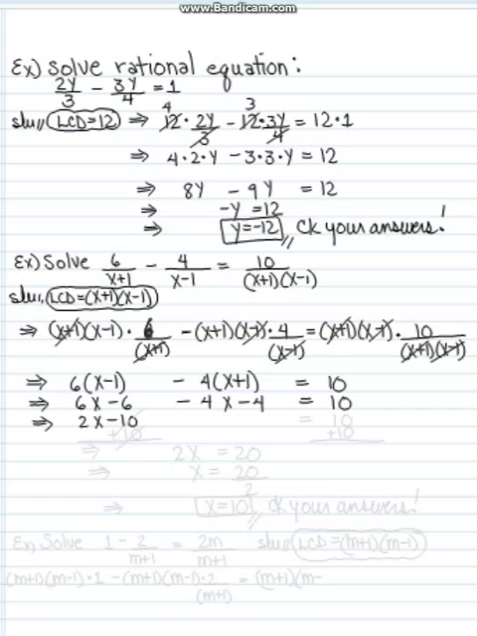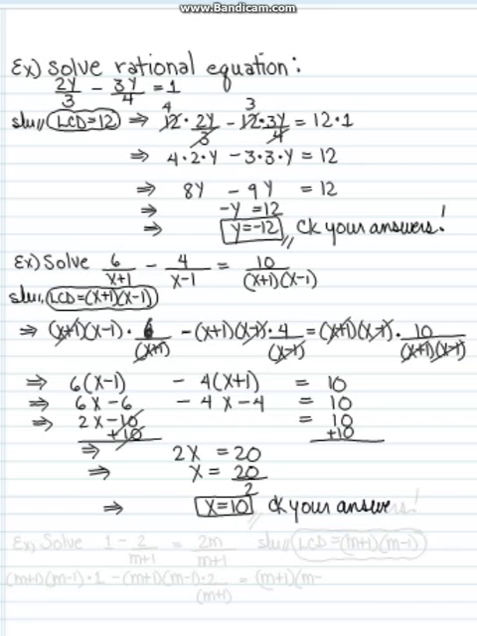Get rid of the parentheses. Okay, and when you move things over, you end up with 2x equals 20. Then get rid of the coefficient: divide both sides by 2, and you get x equals 10. Now you really need to check your answer. You need to check your answer to make sure that you don't have a bad solution.